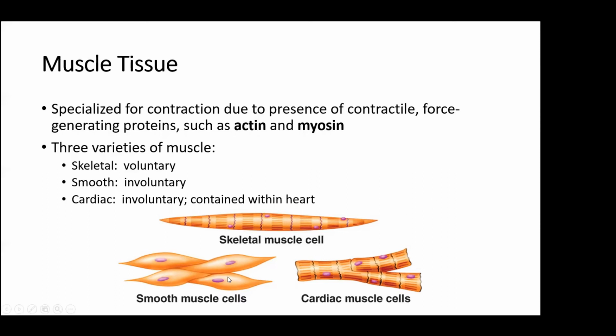We'll see that these also look a little different from each other. So here we see some smooth muscle cells. And we'll talk a lot in lecture about how smooth muscle is an effector organ for a bunch of our processes. And we see cardiac muscle cells here. They also have a little bit of a different shape, and we'll go into cardiac function in lecture as well.